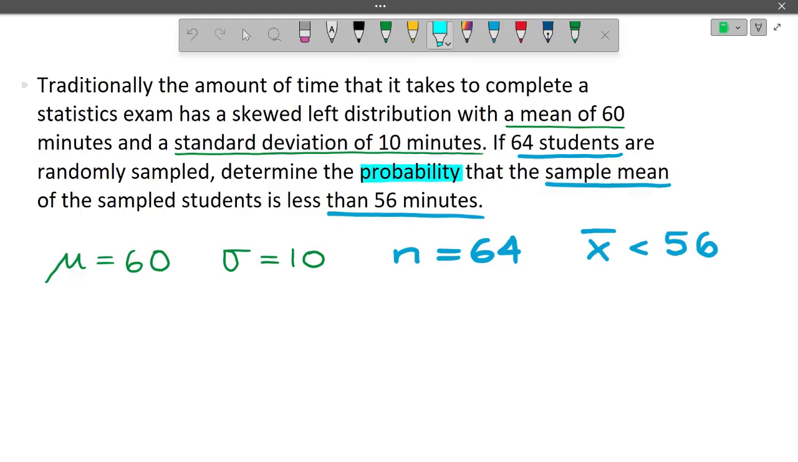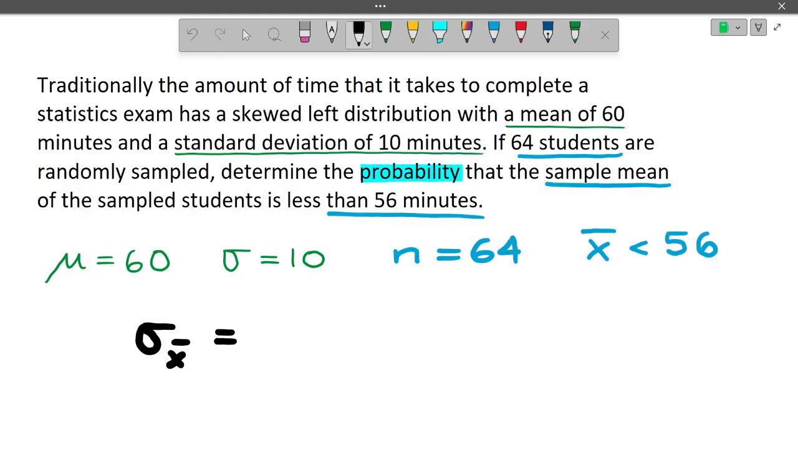So that was our first skill, is just reading over it, recognizing the first sentence is a more global statement about the test and how long it takes students to complete it. And then the second sentence, we have more of a specific to a sample of 64. In order to find this probability, there is a step we need to accomplish, which is to compute the standard deviation of this sampling distribution of means.